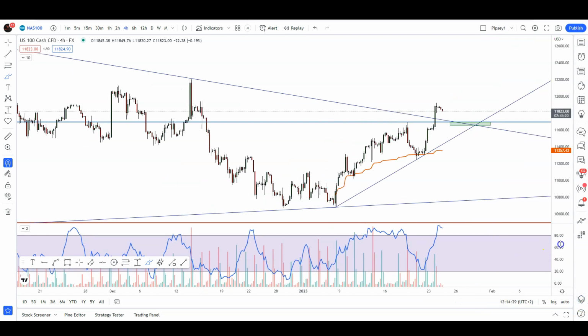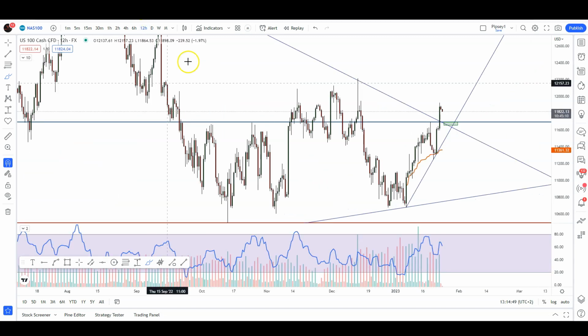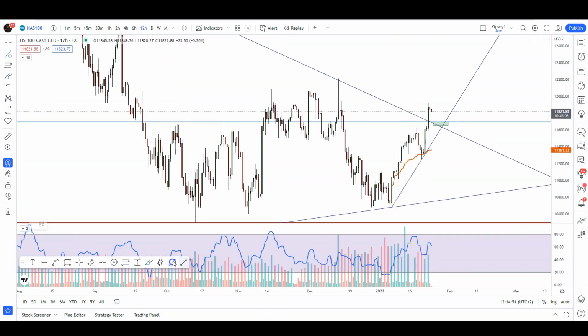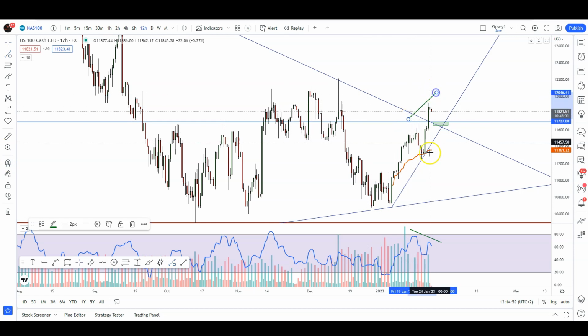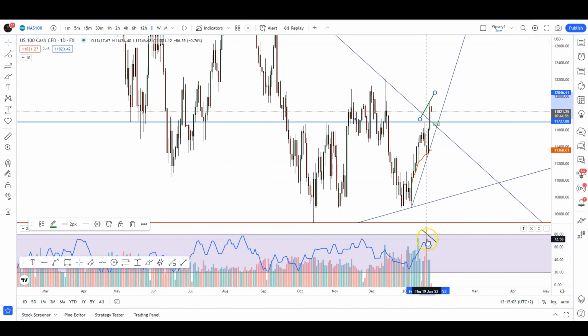Quite overbought on this 4 hour, but we don't have divergence on that. Divergences on the 6 hour, 12 hour, as you can see. Divergence. Divergence. Daily, same thing.